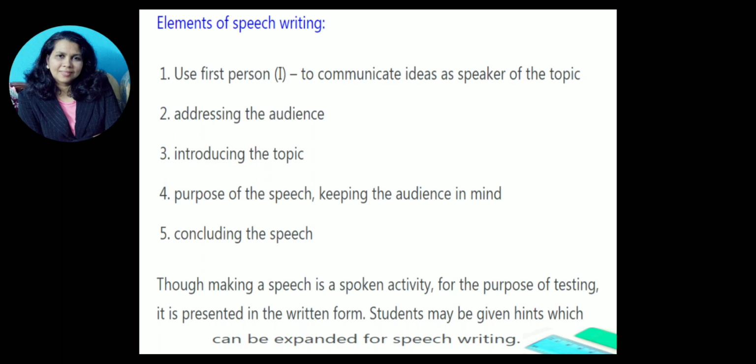And when you do the speech, you have to understand what sort of audience, if it is for your friends or whether it is a formal talk, and the concluding part. So, how many elements are the 5 elements for speech writing? And for your good news, most of the time in your question paper there will be hints given. So you have to just develop the hints.